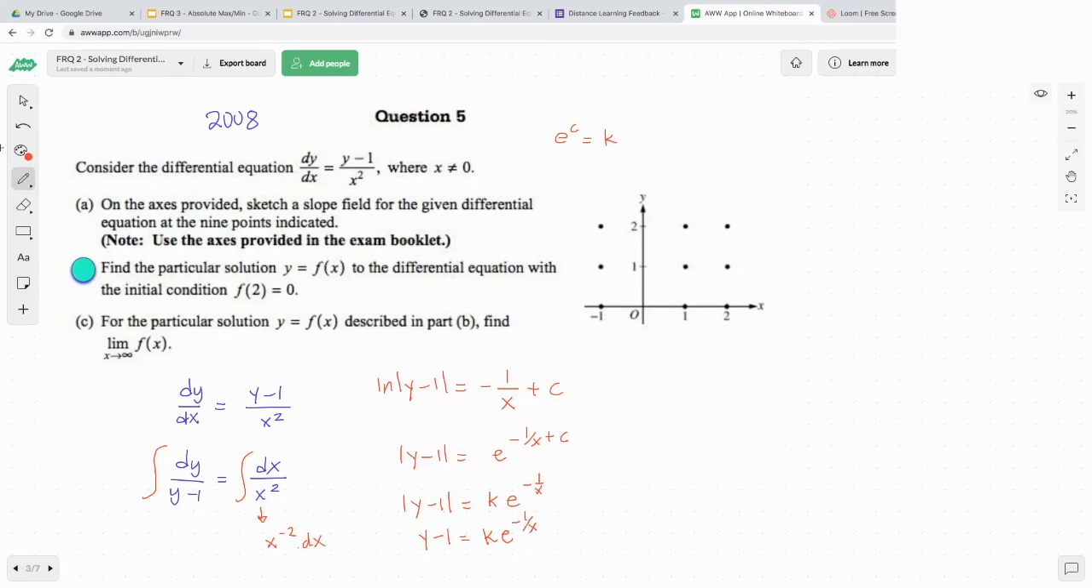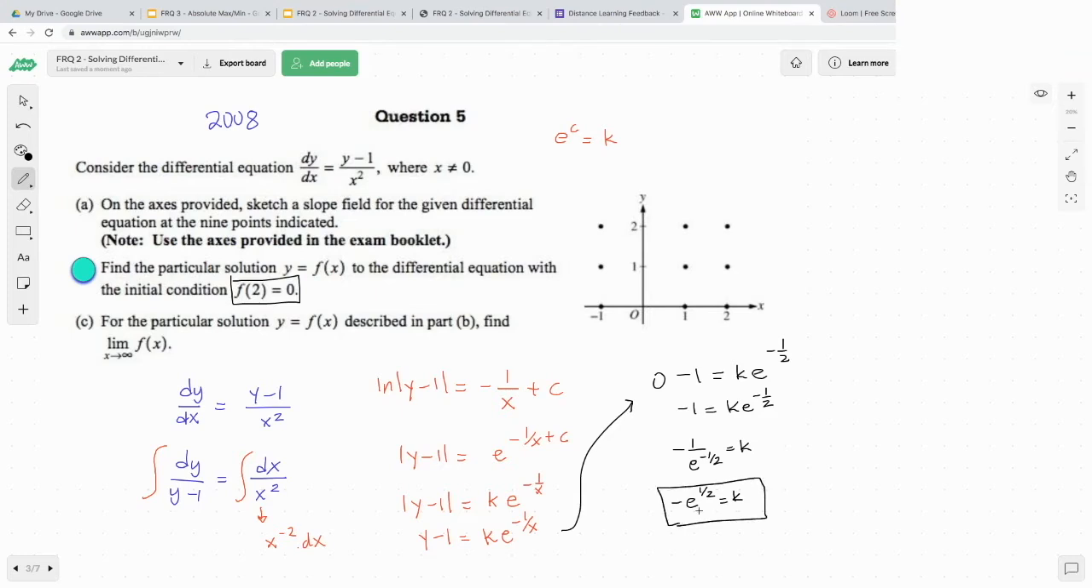So let's go ahead and plug in our initial condition, which is given f of 2 equals 0 right here. So it's going to be 0 minus 1 equals k e to the negative 1 over 2. So negative 1 equals k times e to the negative 1 over 2. Divide each side by e to the negative 1 over 2 will give you the constant here. So this is as same as negative e to the 1/2 equals your k or c, whatever you call it. So let's go ahead and write our solution now.